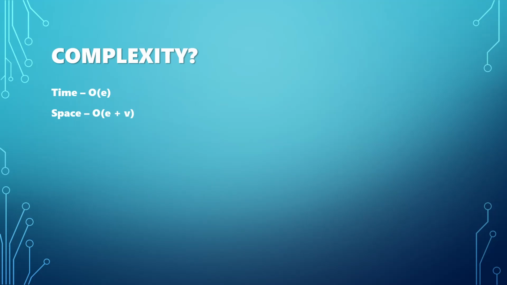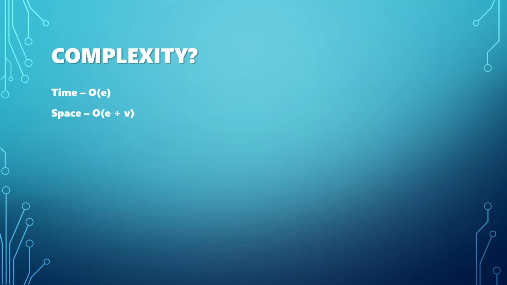Let's talk about complexity. It's really important stuff when we talk about algorithms. The time complexity of this algorithm is O of E, whereas the space complexity is O of E plus V, where E is the number of edges in our graph and V is the number of vertices.